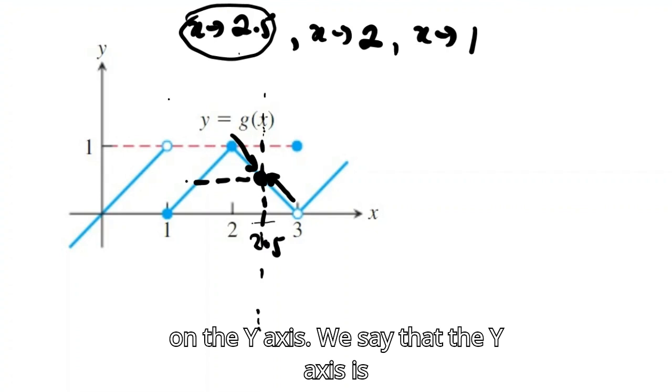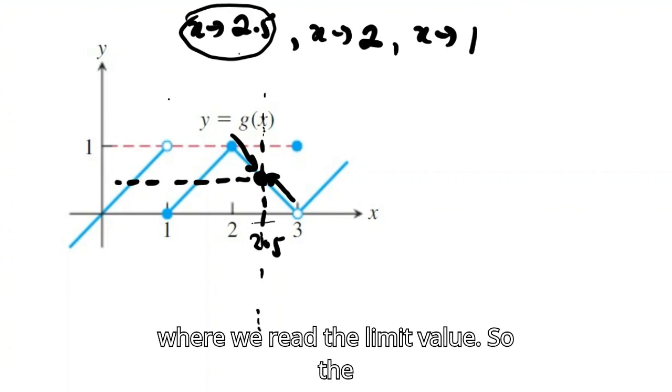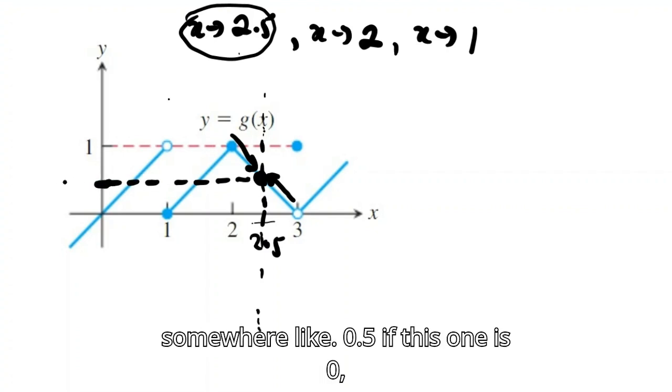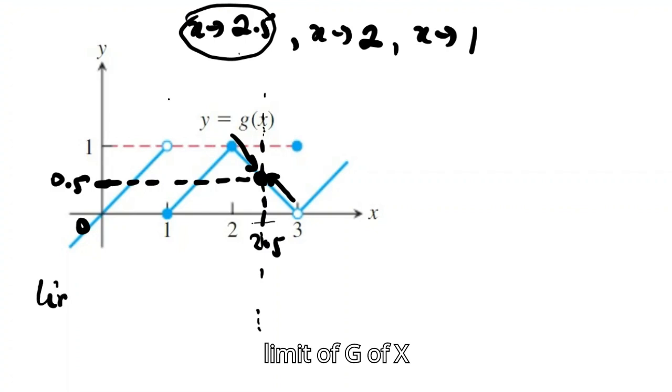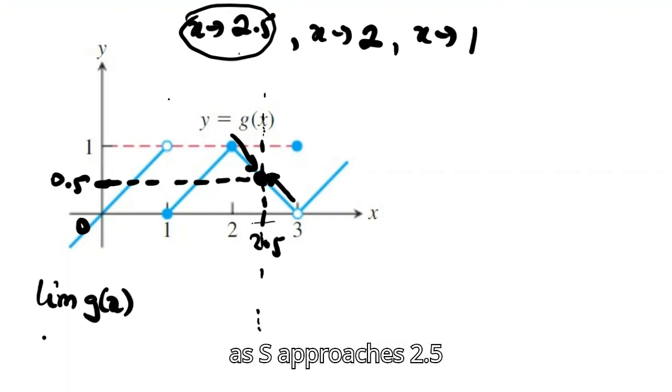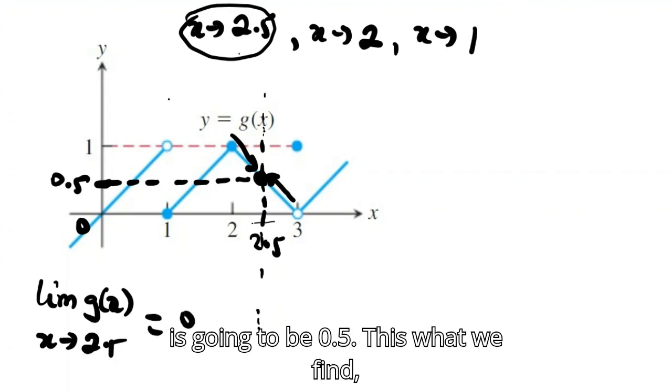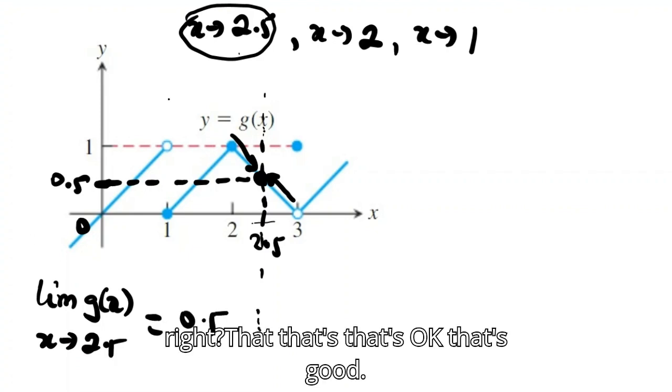We say that the y-axis is where we read the limit value. So the limit value is actually here. This is somewhere like 0.5, if this one is 0, 0.5, 1. So the limit of g of x as s approaches 2.5 is going to be 0.5. This is what we found, right?